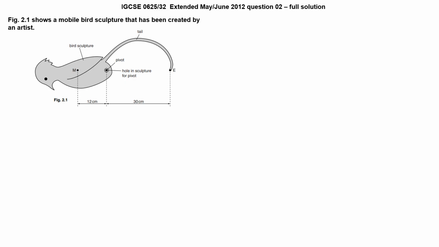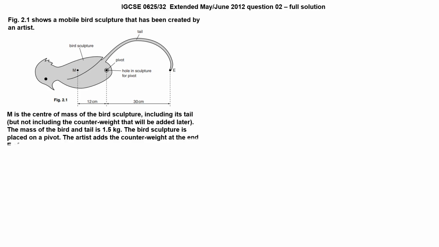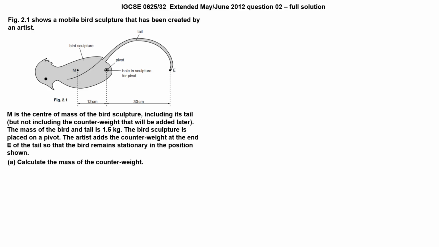The figure below shows a mobile bird sculpture that has been created by an artist. M is the center of mass of the bird sculpture, including its tail, but not including the counterweight that will be added later. The mass of the bird in total is 1.5 kilograms. The bird sculpture is placed on a pivot. The artist adds the counterweight at the end E of the tail so that the bird remains stationary in the position shown. Item A. Calculate the mass of the counterweight.